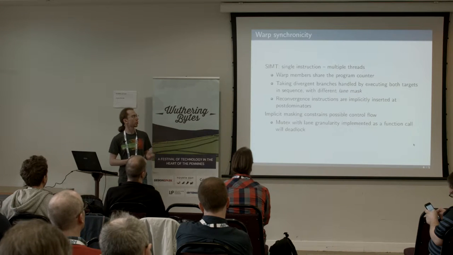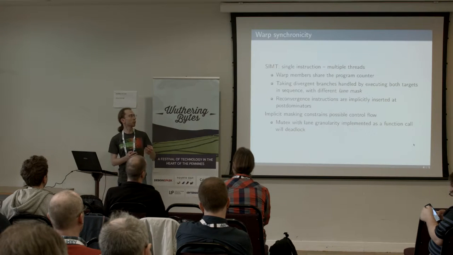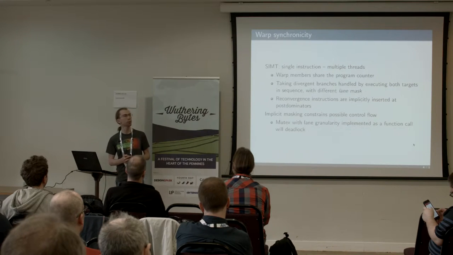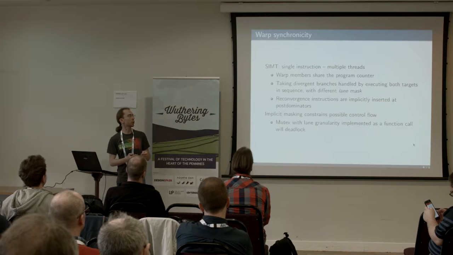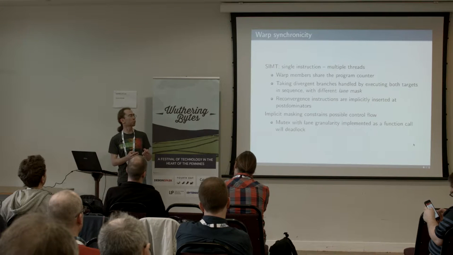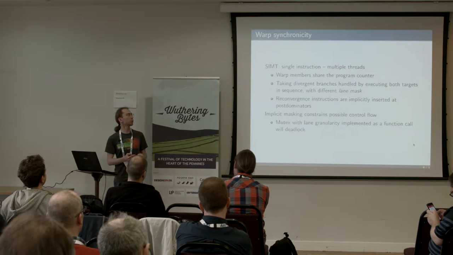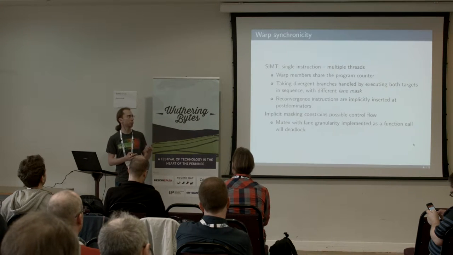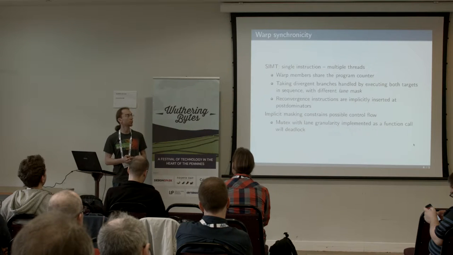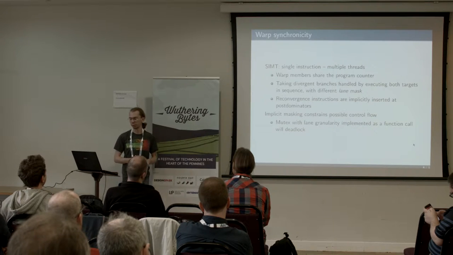So as I say, these constraints limit the possible control flow patterns you could implement. So if you would try to implement a mutex that works like a function call, mutex_lock, and you would try to have it at lane granularity, so you could have mutual exclusion between lanes, that would not work, because when you would return from that function, or even earlier, if you had a busy loop there, it would just deadlock, because you would not be able to reconverge all the threads.